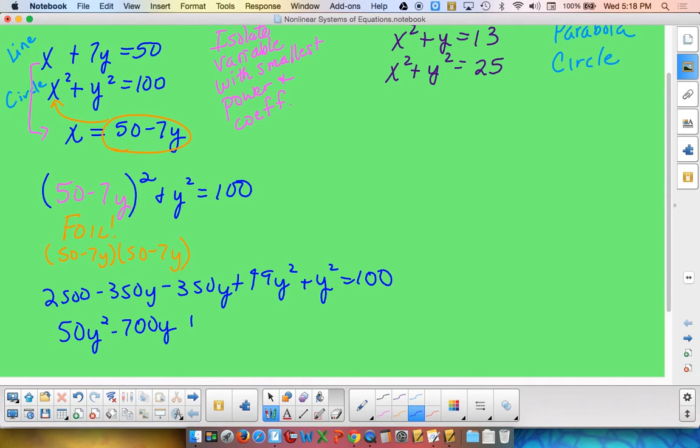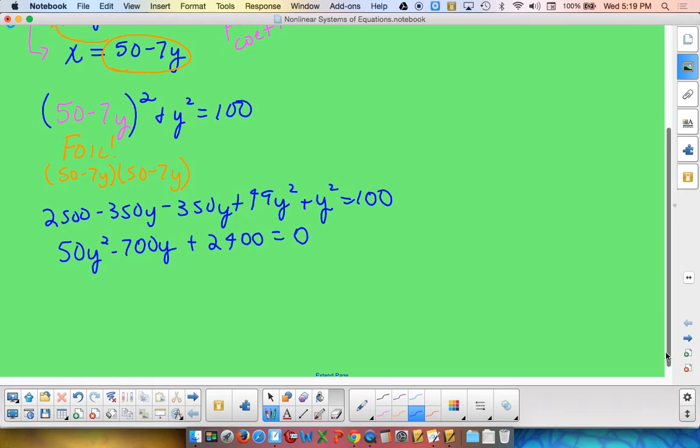And when I bring 100 over, I'll have plus 2400. So this is definitely a quadratic with some pretty big numbers in it. Is there anything we can do to make it better? Well, if nothing else, looking at all those zeros, I can definitely pull a 10 out of it. But in reality, I can pull the whole 50 out of it. So if I pull 50 out, that's going to give me y squared minus 14y. If you take 50 out of 2400, you're going to discover it's 98.